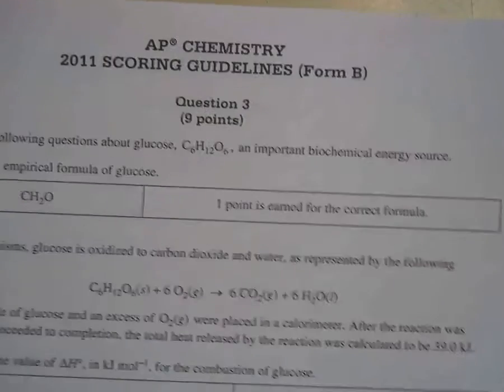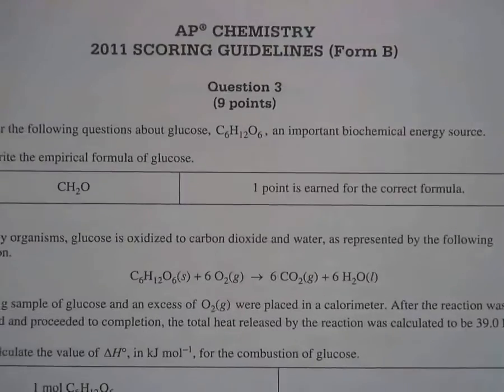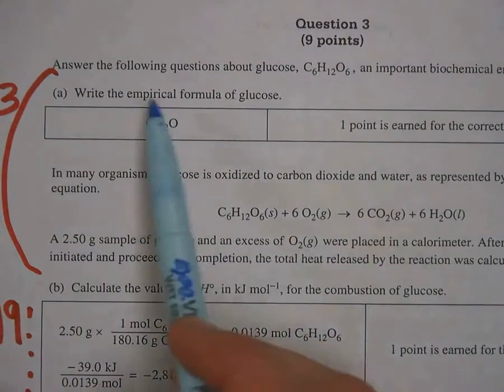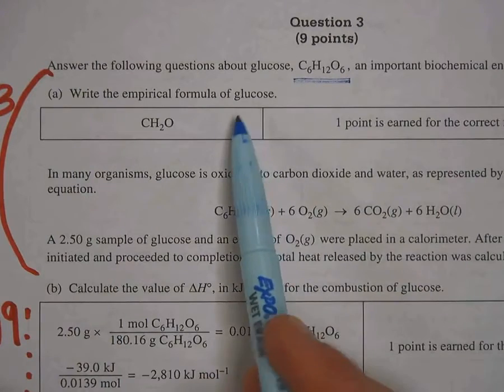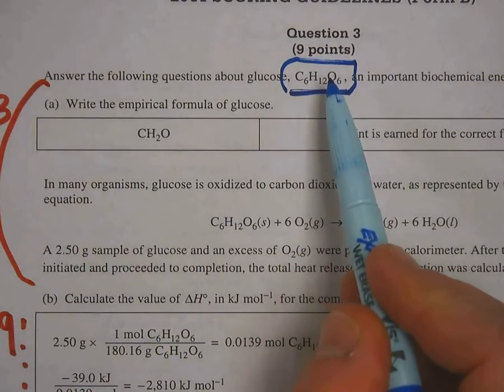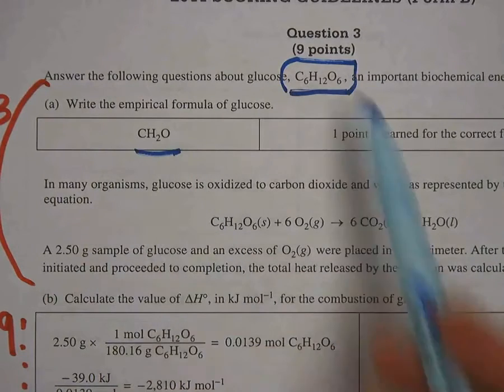All right, next question comes from 2011, Form B, question number 3. The very first question is an easy gimme question where it says, answer the following question about glucose. What is the empirical formula of glucose? So all you have to do is look at the molecular formula right here and say, what's the simplest whole number ratio? And there it is, CH2O.